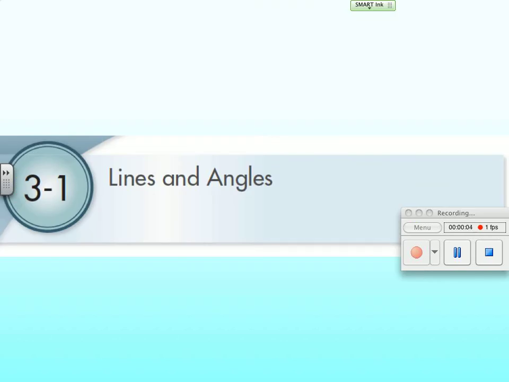Tonight's lesson starts chapter 3 on parallel and perpendicular lines. The lesson is on lines and angles. We're going to talk about what happens when a line crosses over two other lines, and it will create four types of angles, which we're going to talk about tonight.